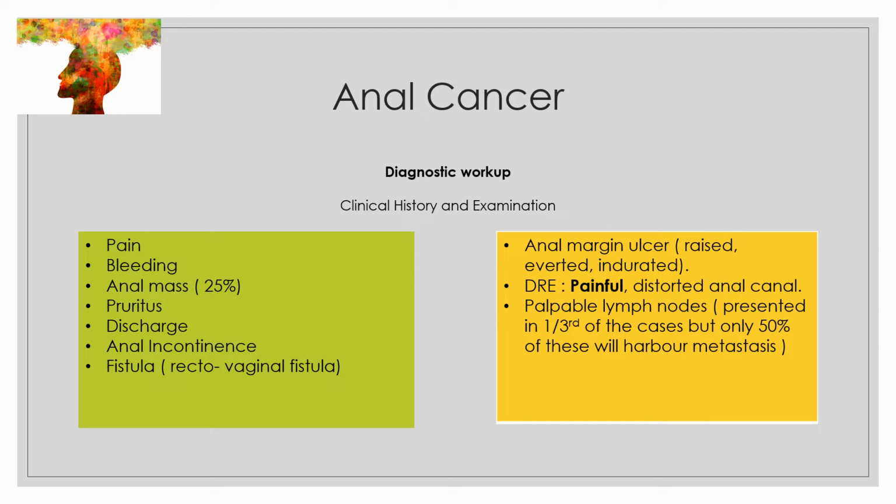On clinical examination, the most important examination is DRE. You can sometimes see an ulcer which has the appearance of a malignant ulcer, which is raised, everted, and indurated. DRE often is very painful, which is why we often cannot do that in clinic, and we need to do it under anesthesia. And you can also feel a distorted anal canal. As mentioned, palpable lymph nodes are present in 1/3 of the cases, but only 50% of them will actually harbor metastases, and the rest of them will be reactive lymph nodes.